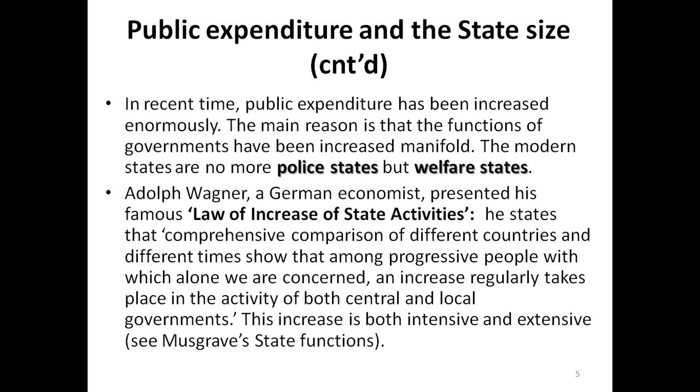Adolph Wagner, a German economist, presented his famous law of increase of state activity. He stated that comprehensive comparison of different countries and different times shows that among progressive people, with which alone we are concerned, an increase regularly takes place in the activity of both central and local government. This increase is both intensive and extensive.